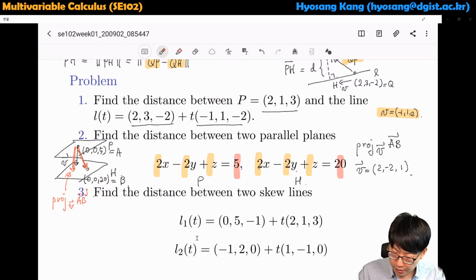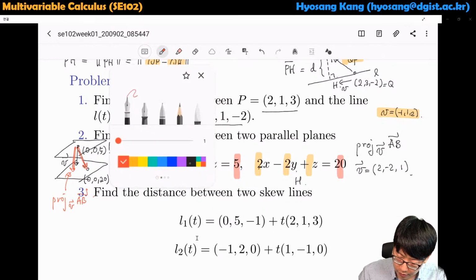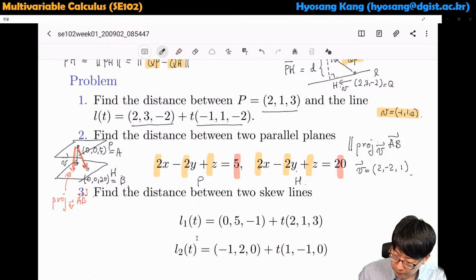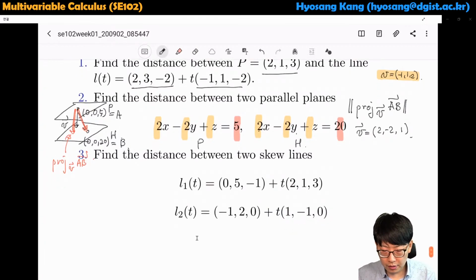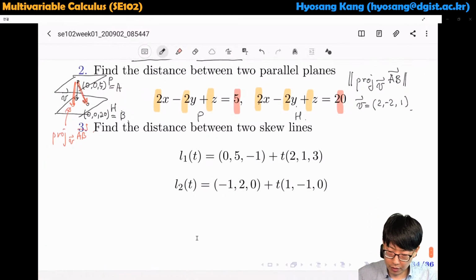And then you take the norm of this vector. That's the length between two parallel planes. Okay, does that make sense? Since you already computed the projection specifically in previous problems, I'm not going to do this again, but I'm just giving you how to solve these questions. If you have any questions or don't understand anything, please stop me anytime.